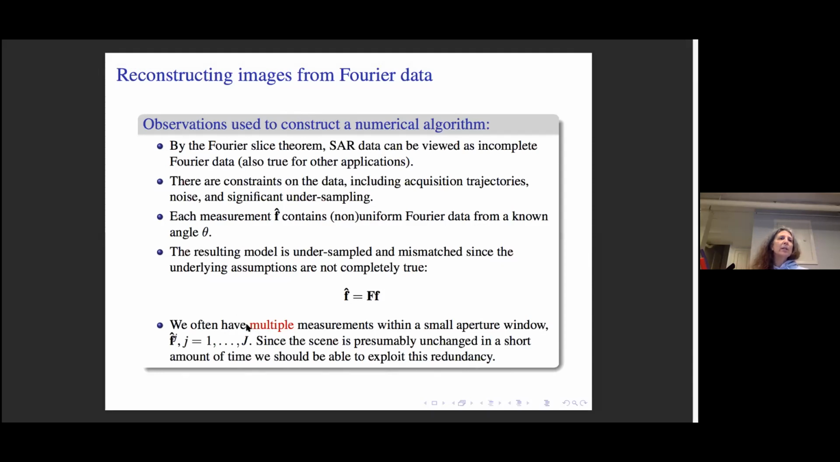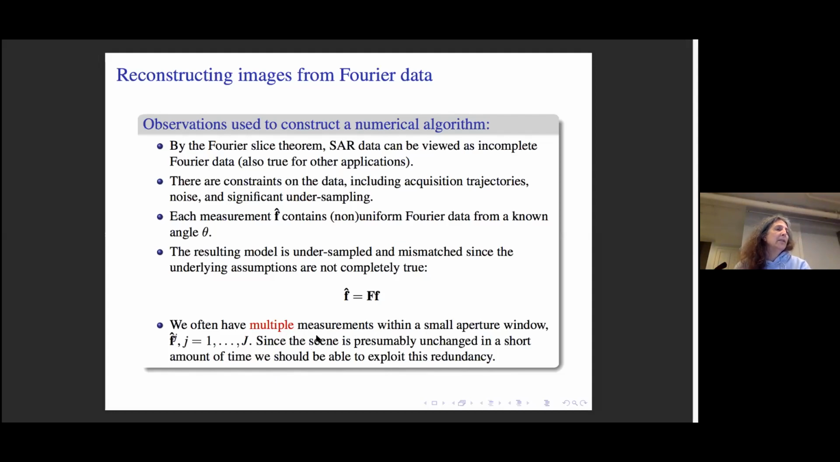So what's sort of new, what we try to bring to this story is this idea of multiple measurement vectors, and that's going to come up in a variety of ways in this talk. And basically, the idea is that you have some additional information from the redundancy that you get from multiple measurements within a small aperture window.